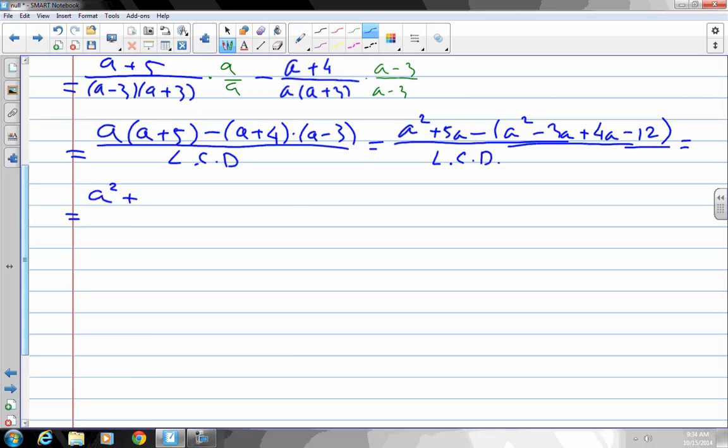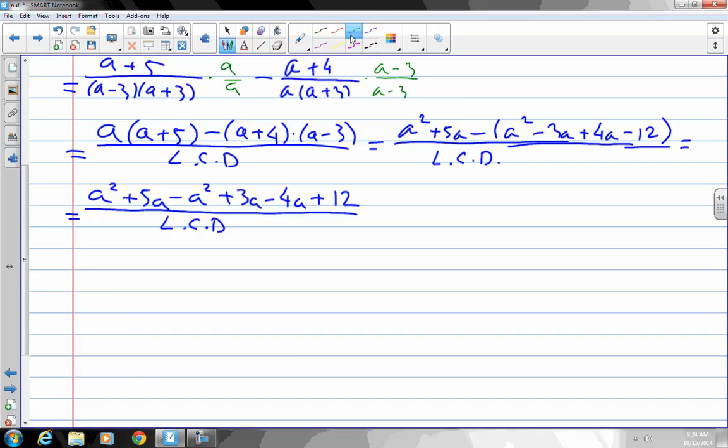Distribute the negative. So minus a squared plus 3a minus 4a. We could have combined like terms. Doesn't matter when you do that. So how you get your numerator to work is really up to you. It doesn't matter exactly which order you follow as far as combining like terms first to last. Is that okay how we got here?